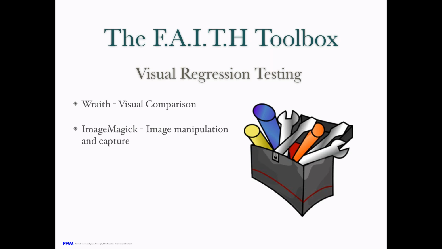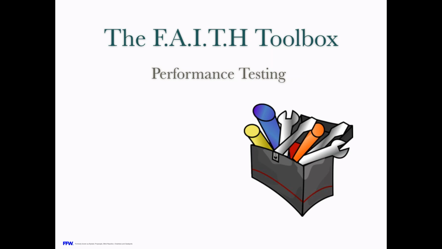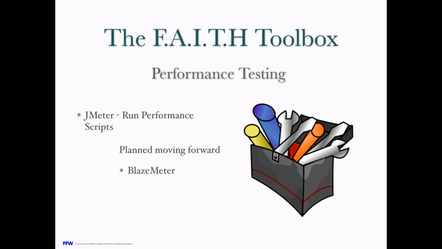We're using ImageMagick for image manipulation and capture, Ghostscript for deliverables, and some miscellaneous other tools that we had to put in here to support the creation of deliverables. For performance testing, we're of course going to use JMeter because again, it's our client's choice. I think we can do some integration with BlazeMeter, and I know a couple of people have mentioned some other performance tools, we can definitely take a look at including those.